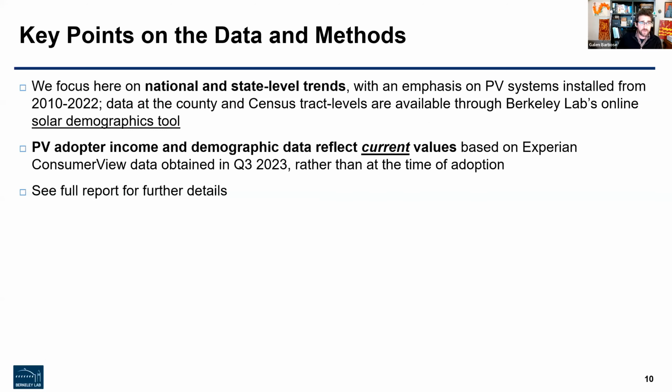So a final set of points that I just want to highlight on the data. For the report here, we're really focusing on national and to some extent state level trends. But the data tool, the online tool, allows you much more flexibility, and it allows you to drill down to the county and even to the census tract level as well. So just know that level of granularity does exist and is available through the tool, even though what we're going to focus on here is higher spatial scale trends.